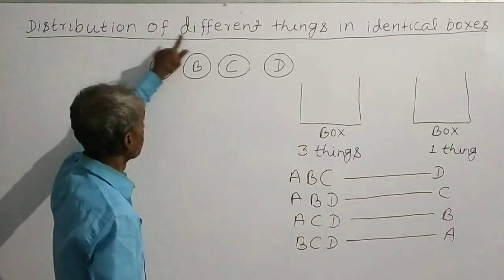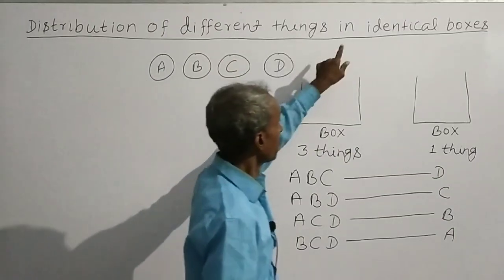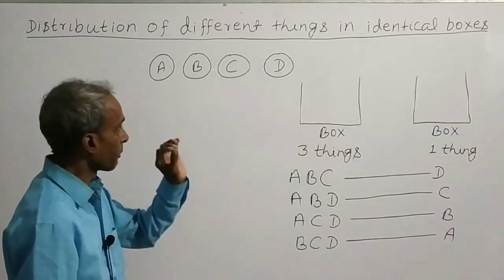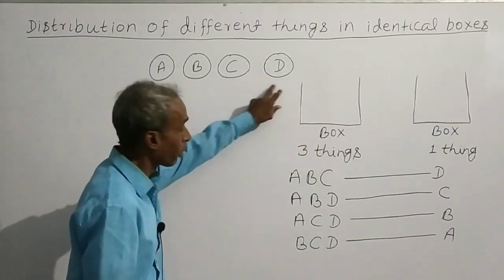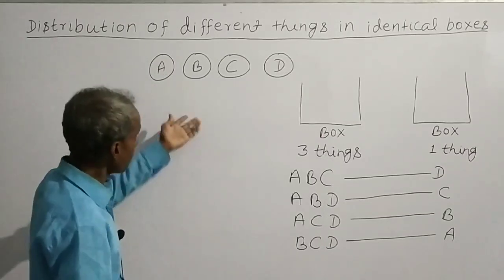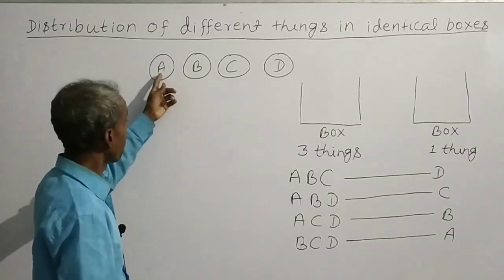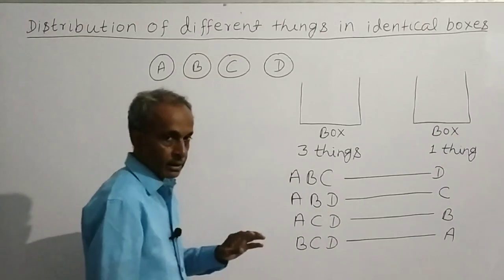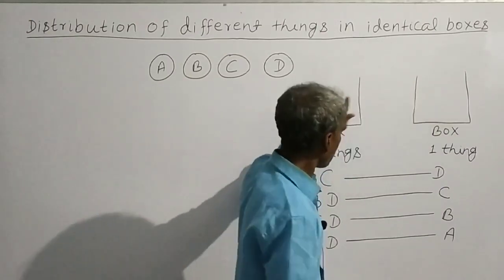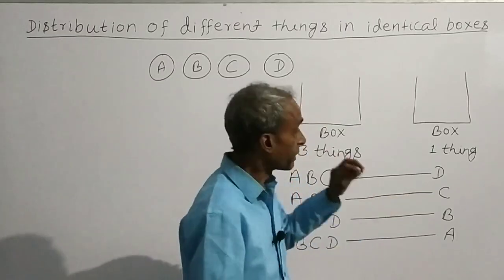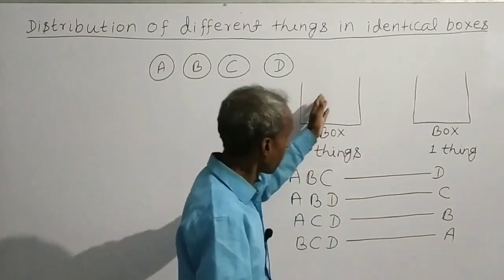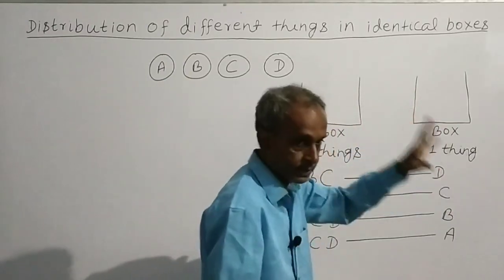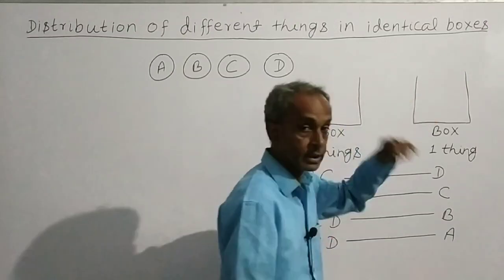Distribution of different things in identical boxes. Suppose there are 4 balls. Written over them are letters A, B, C, D, and 2 similar boxes. Identical boxes means similar in looking. There is no difference in appearance. Both look similar.